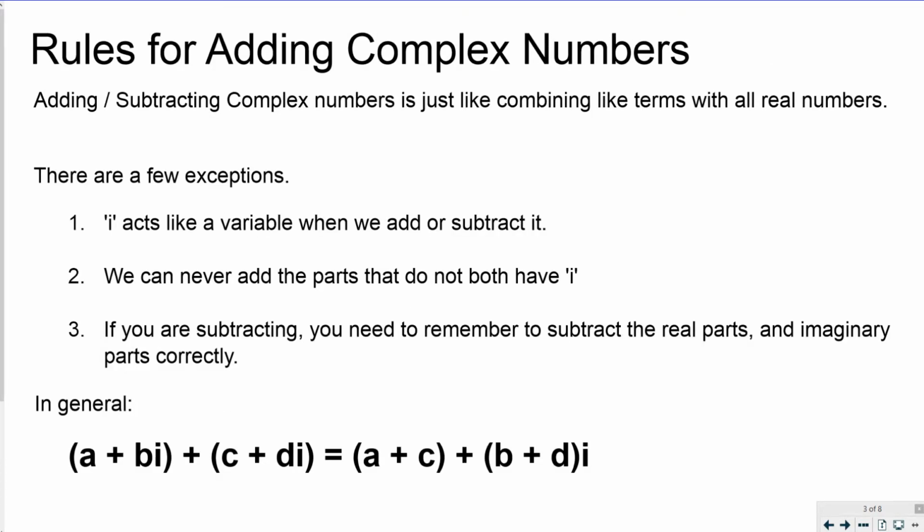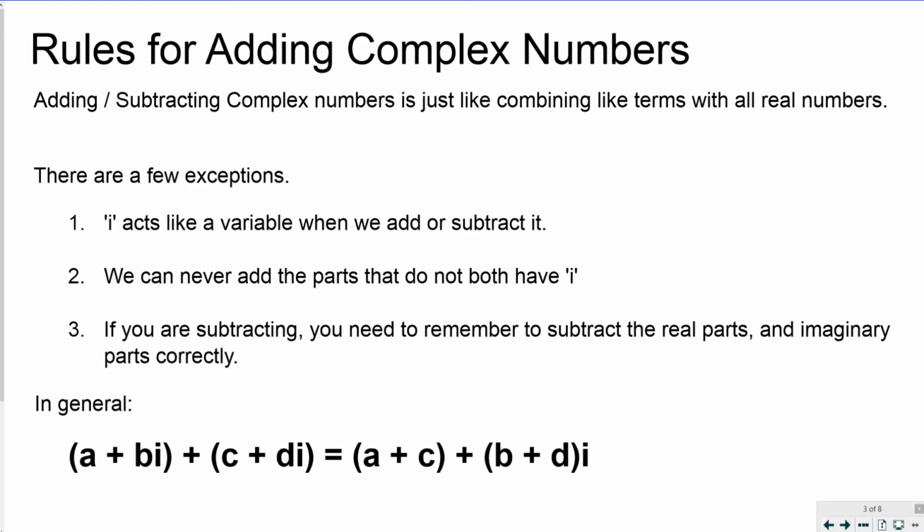So the rules for adding complex numbers. Adding and subtracting complex numbers is just like combining like terms with all real numbers. There are a few exceptions. i acts like a variable when we add or subtract it. We can never add the parts that do not have i. If you add the parts that do not both have i, that would be like crossing the streams. And as Egon once said, don't cross the streams.